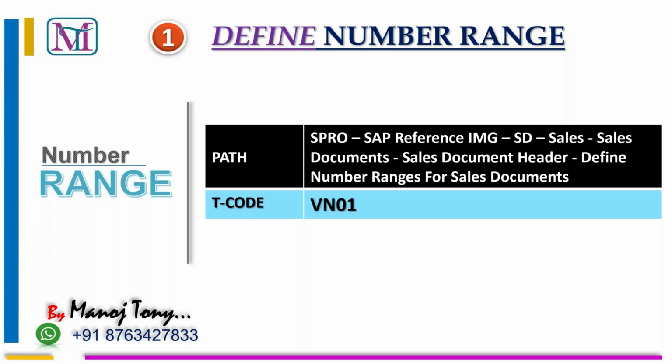First step is what? Define number range. Go to SPRO, SAP reference IMG, sales and distribution, sales document header, define number range for sales document. And the transaction code to define sales document number range is VN01. So VN01 is the transaction code to define number range for sales order, delivery, as well as billing. Transaction code is the same.